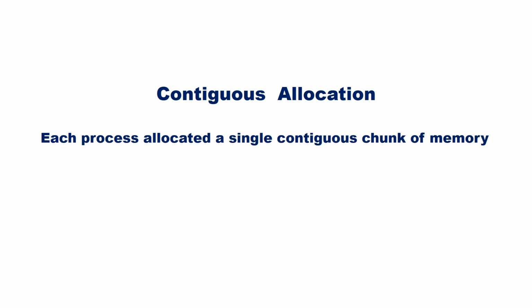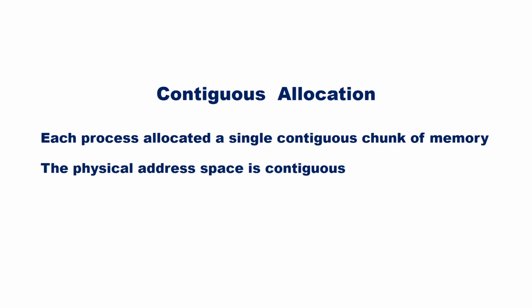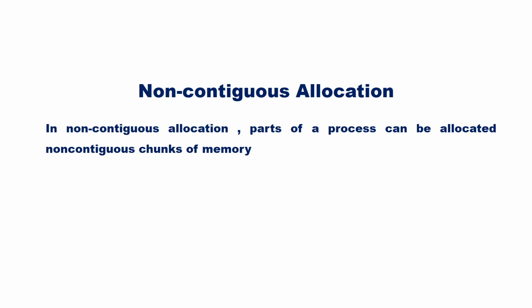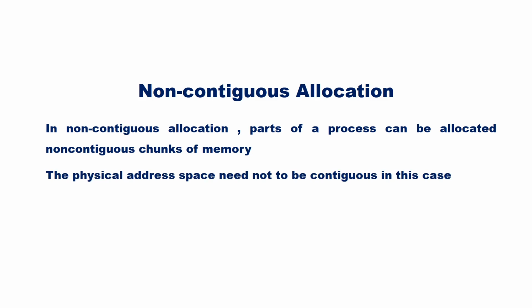Now, let us discuss the various memory allocation techniques. In contiguous allocation, each process is allocated a single contiguous chunk of memory. That means the physical address space is contiguous. In non-contiguous allocation, parts of a process can be allocated non-contiguous chunks of memory. The process is split into different blocks and the blocks loaded into the memory need not be adjacent. The physical address space need not be contiguous in this case.